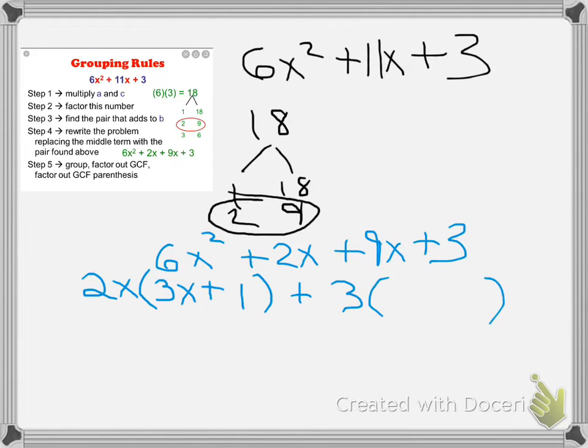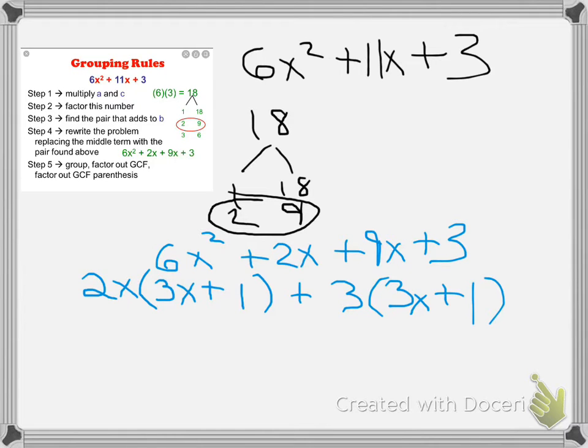And then I'm going to divide both of these by 3. 9x divided by 3. Well, 9 divided by 3 is 3. I just drop down that x. I'm going to drop down this plus right here. And then I have 3 divided by 3 is 1. Okay, now we're almost done.